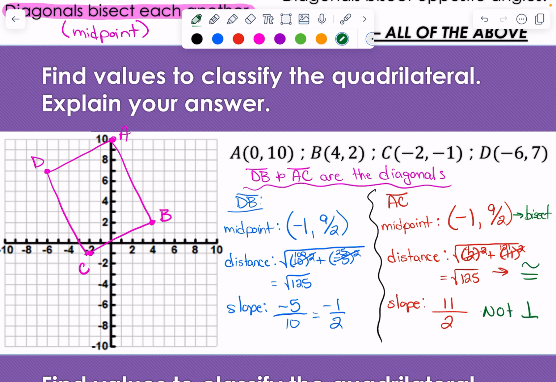So then here's my answer. What shape is it? This would be ABCD is a rectangle because the diagonals bisect and are congruent. Okay? And that's how you're going to do that process.